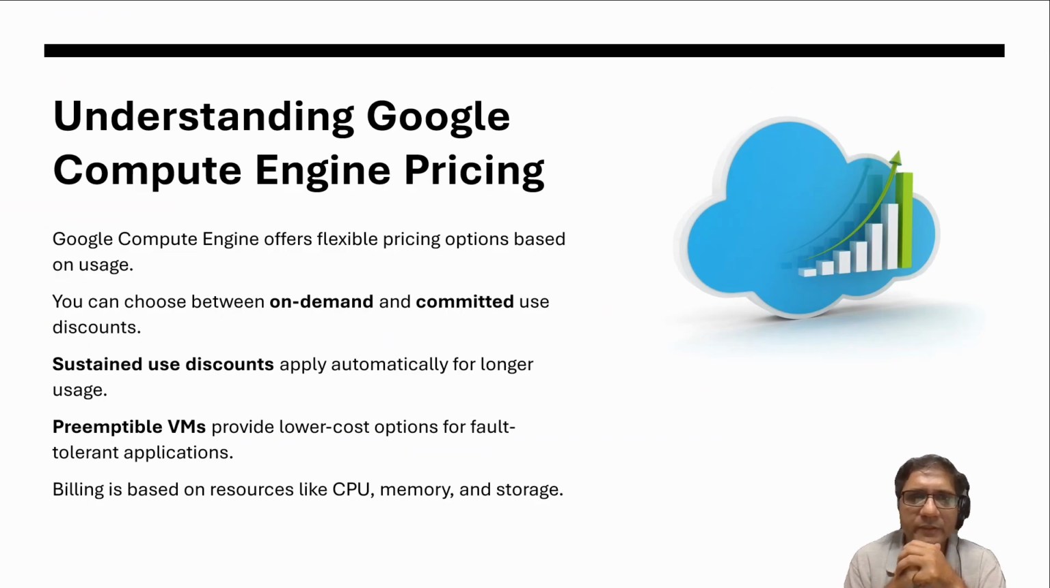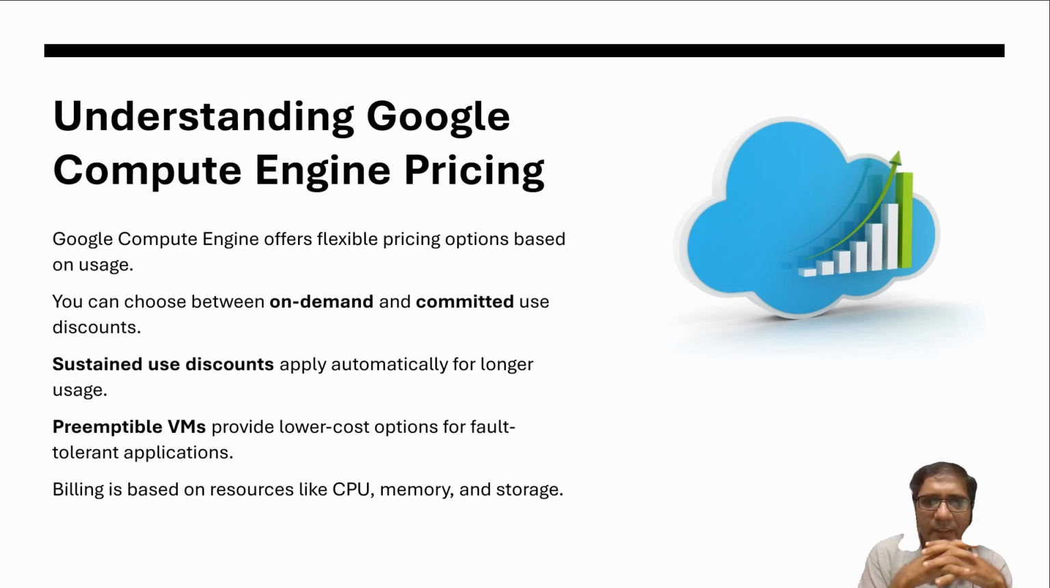Let us understand the pricing component of Compute Engine. Almost like everything else, it is also on demand. That means you pay based on the consumption that has happened. So if you're using a VM for 1 hour, you pay for an hour. If you're using it for 5 hours, you pay for 5 hours. And all that pricing falls under on demand.